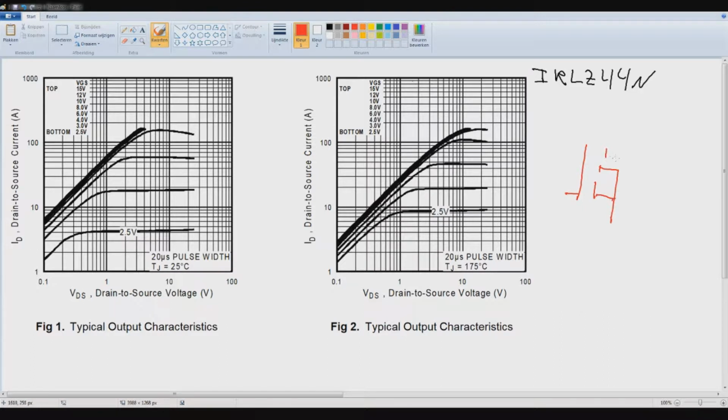so let me draw the symbol. So we are looking at ID, which is the current that's coming into D, drain to source voltage, and VGS.